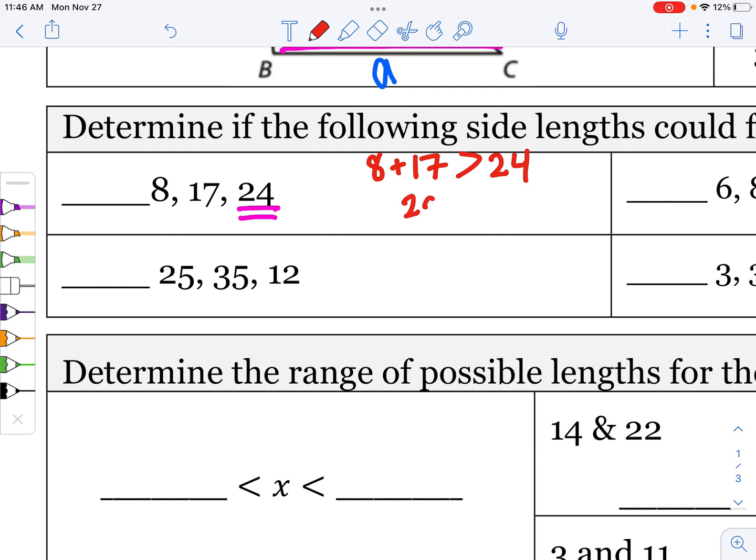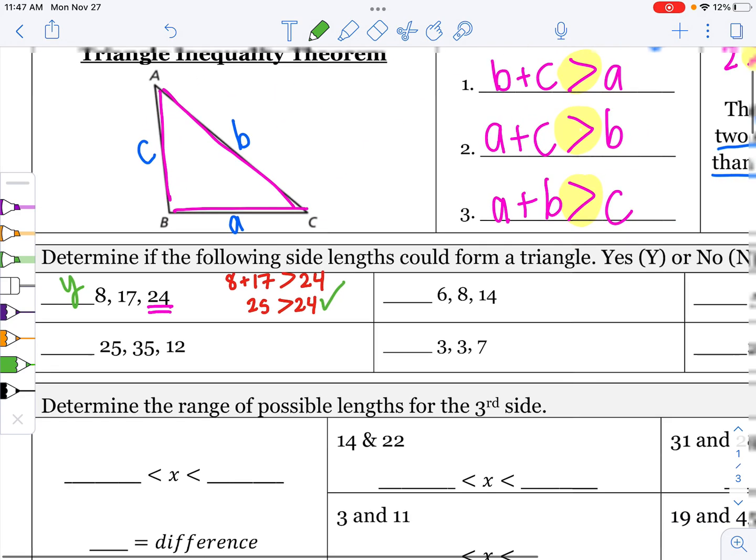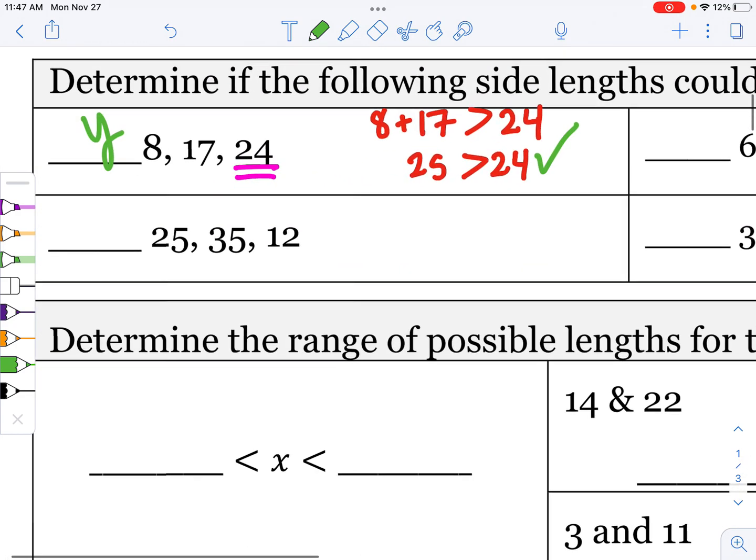8 plus 17 is 25. 25 is, in fact, greater than 24. That's a true statement. Since that's a true statement, we're going to say yes. It says to fill in Y for yes. Those 3 pieces could be a triangle.